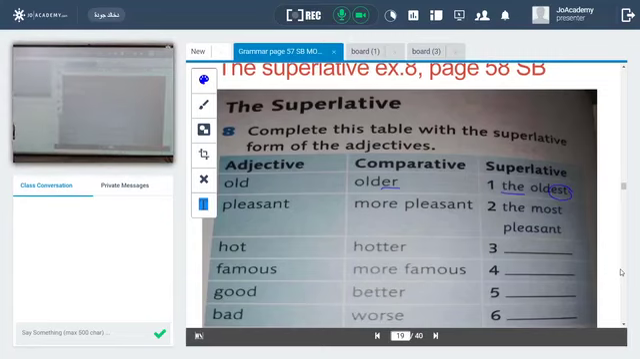He is the oldest boy in the class. He is the oldest man in the village. So oldest means al-aqdam, al-akbar sinnan.